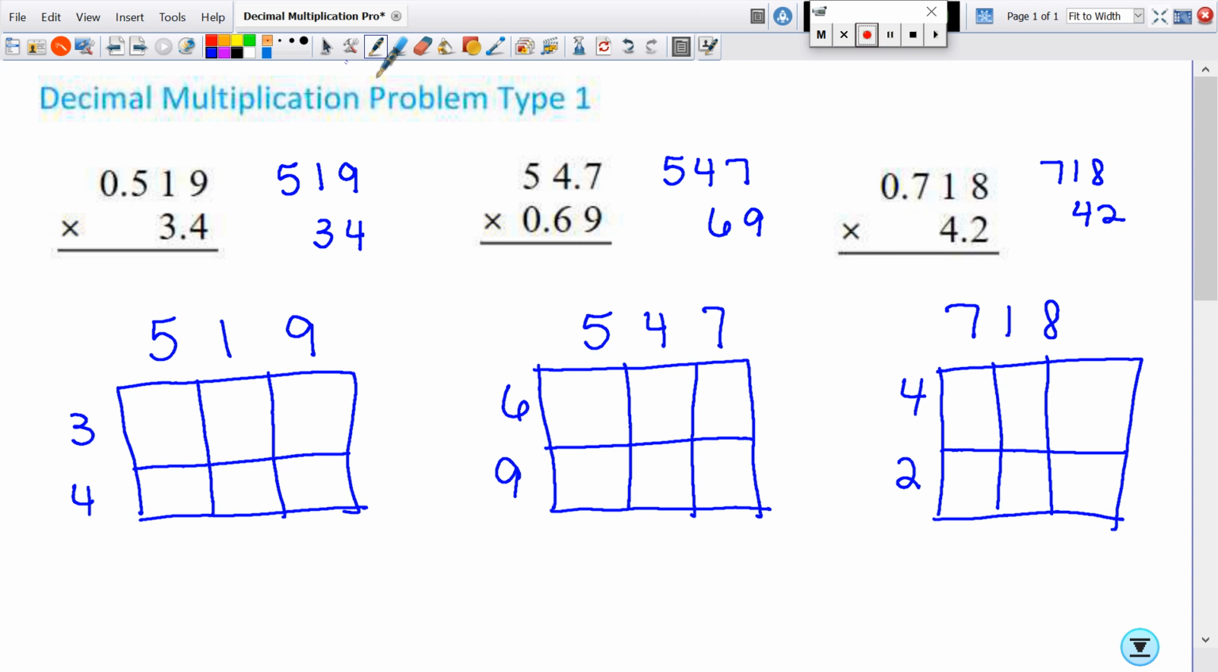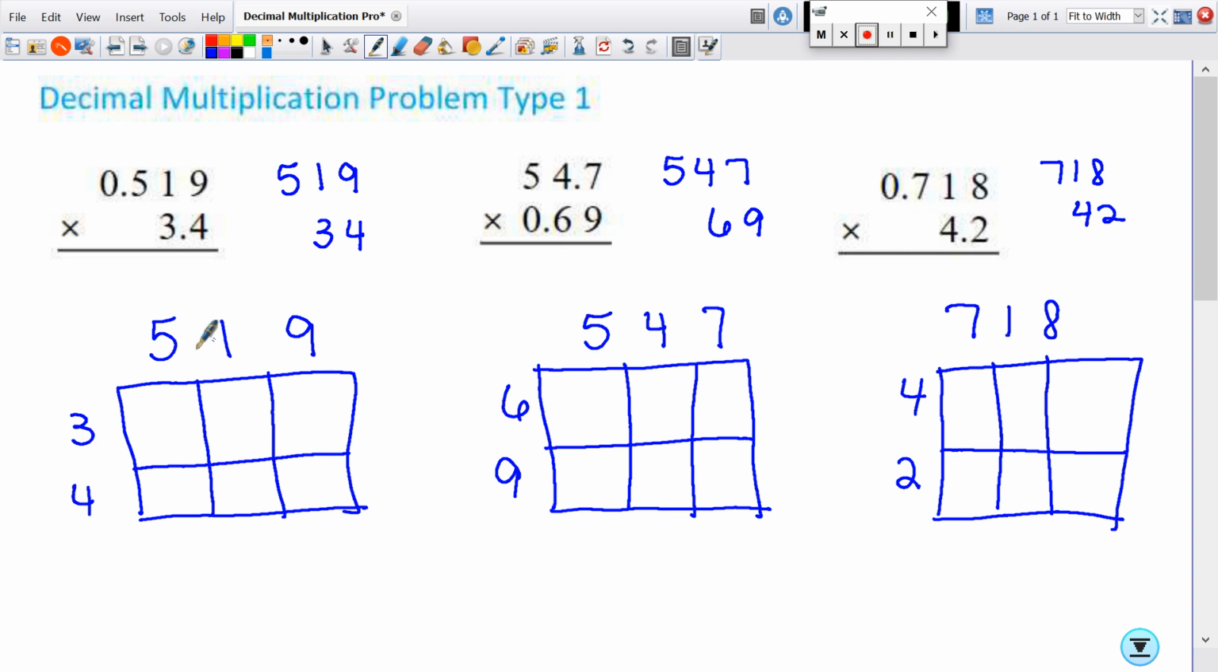These are larger decimal problems, so I've actually worked ahead and set this up to save time in the video, but I'll explain as I go what I did. First of all, I wrote off here to the side the number without the decimals. If you took the decimal point out, I'd have 519 and 34. These are larger numbers, so I prefer to use lattice multiplication for larger numbers.